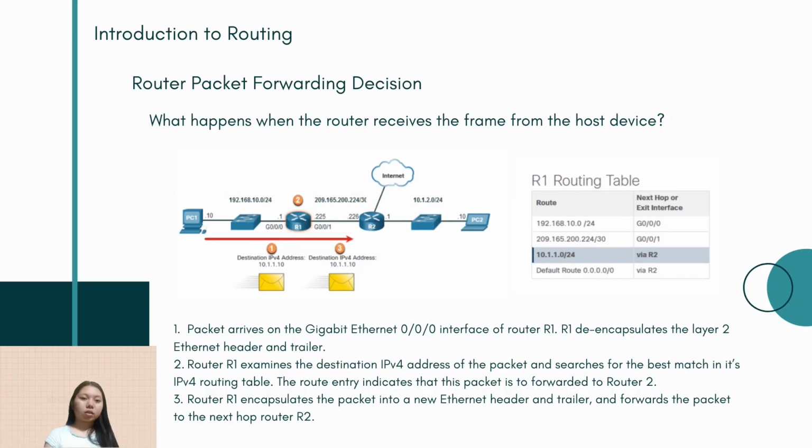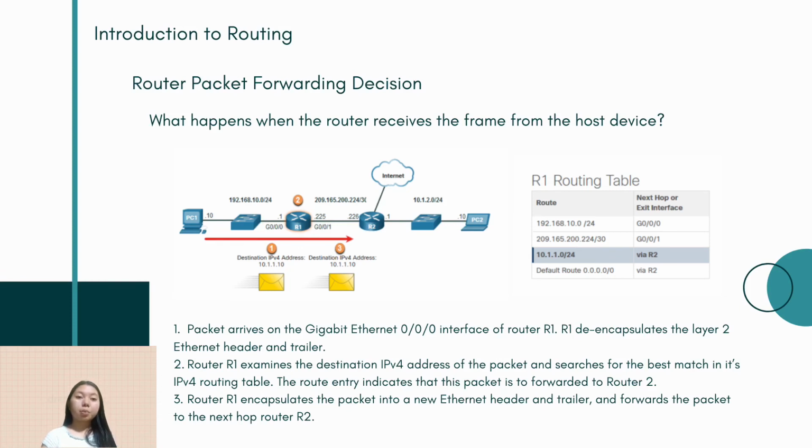8.5 Introduction to Routing. Router packet forwarding decision. What happens when the router receives the frame from the host device? First, the packet arrives on the GigabitEthernet 0/0/0 interface of router R1.